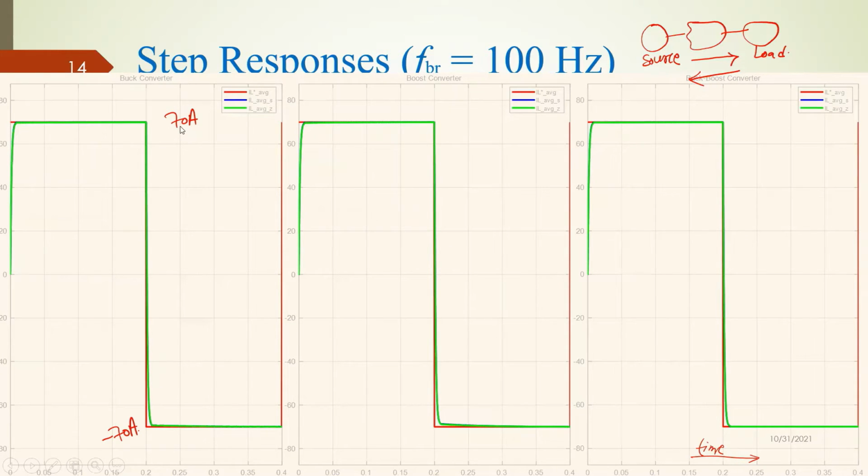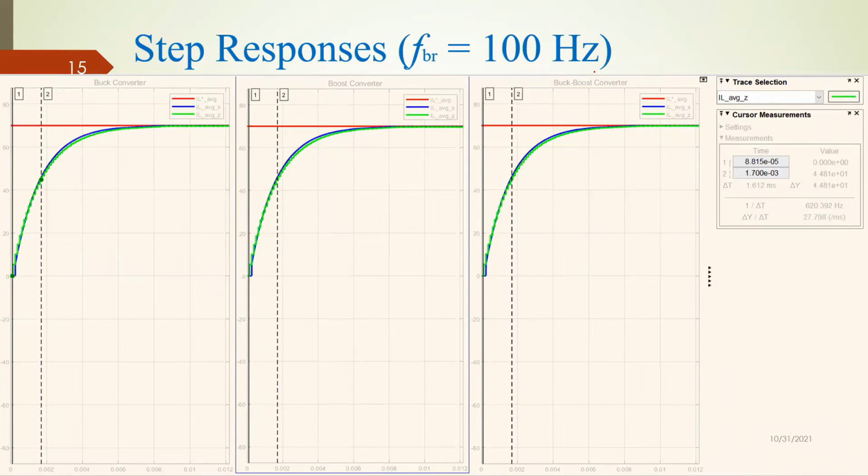To show you that this control also works in those cases, I have given the reference as positive, and I've given the reference as negative also. You can see our closed loop current controller is tracking our reference currents for all the converters: for the buck converter, for the boost converter, and for the buck boost converter. Here the bandwidth for tuning the inner current control loop is 100 Hz, and let's verify whether it is correct or not.